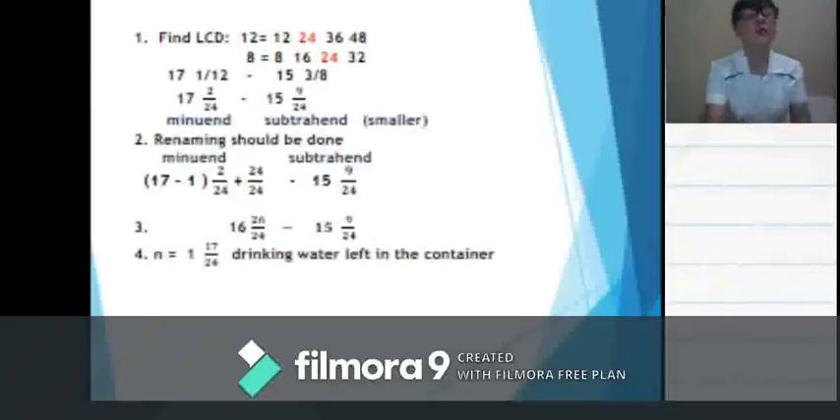Now, since our 2 cannot be subtracted by 9, we have to borrow from the denominator of this subtrahend. So let us get from the whole part of this subtrahend. We have to use our denominator to make this equivalent to 1. So that is 24 over 24, or 24 divided by 24. So the answer would be 1.